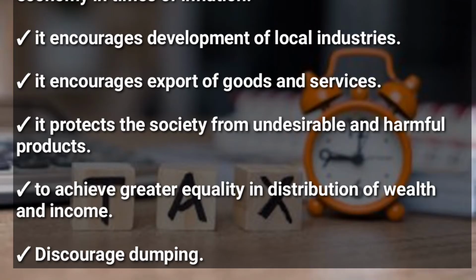Then taxation helps to achieve greater equality in distribution of wealth and income. This can be achieved by imposing a progressive tax on incomes, like the tax that you pay increases with the increase in your income. That's what we call progressive tax. So it means that the rich will pay more tax compared to the poor. So it will help to achieve greater equality in distribution of wealth and income.